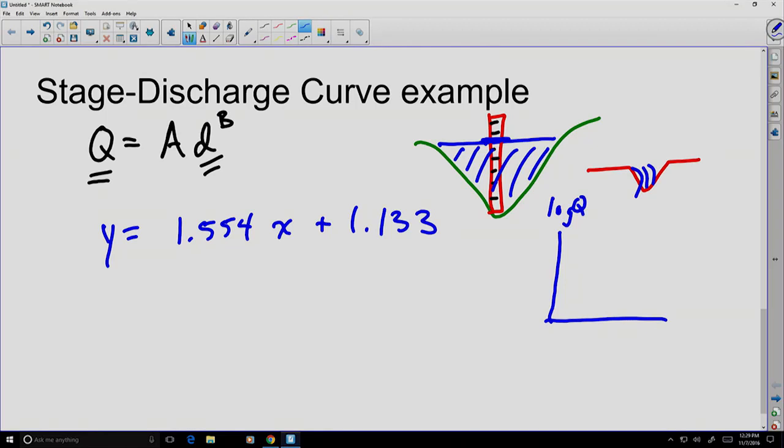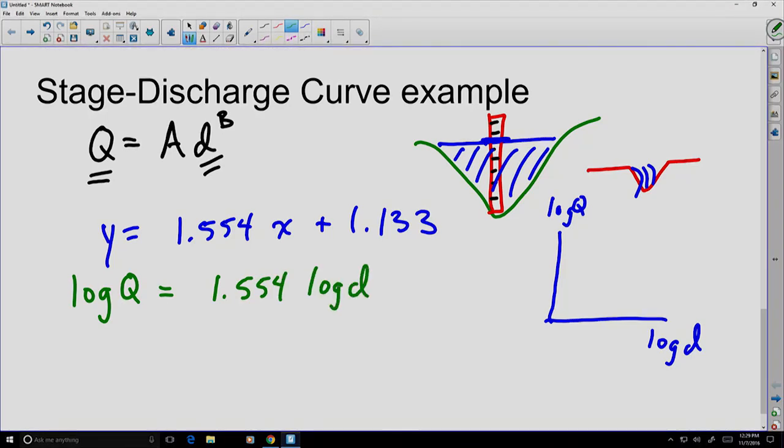Now, if you recall, what we plotted on the y-axis was the logarithm of q, and what we plotted on the x-axis was the logarithm of d. So what we really have in this particular case is the logarithm of q is equal to 1.554 times the logarithm of d plus 1.133. And we have two values here that represent this relationship that we've seen.